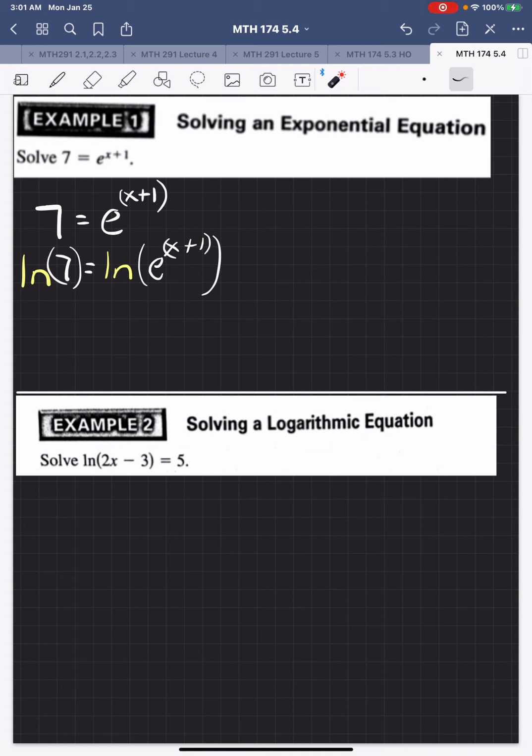So since we have ln of e to the x plus 1, we're going to be able to take that whole exponent and move it out front. Okay, so let me write what that looks like. So now I have ln of 7 is equal to x plus 1. And let's see what's left. What's left is ln of e.